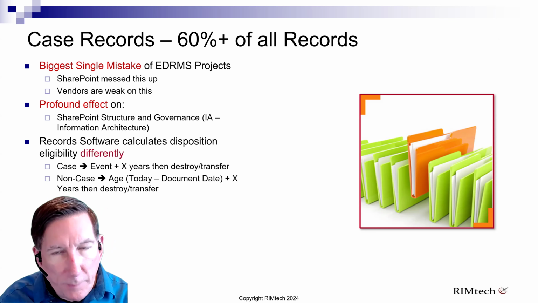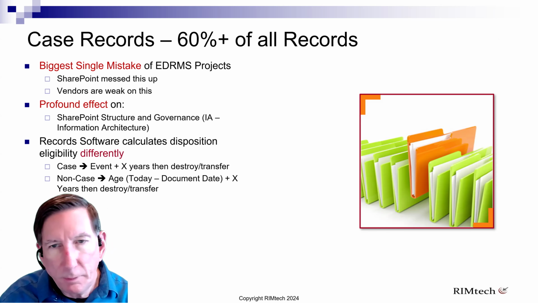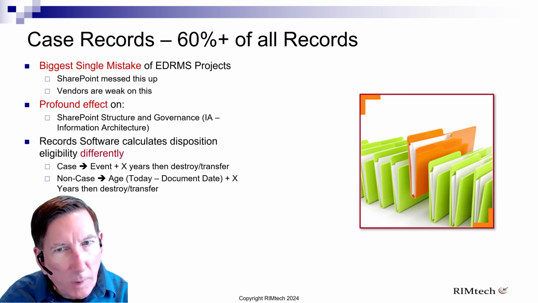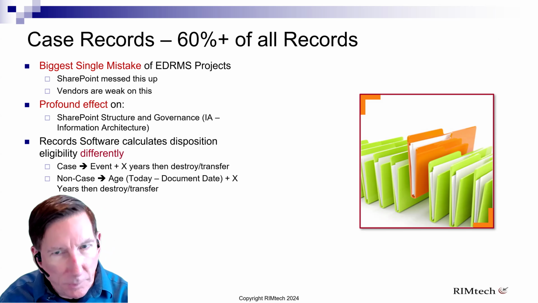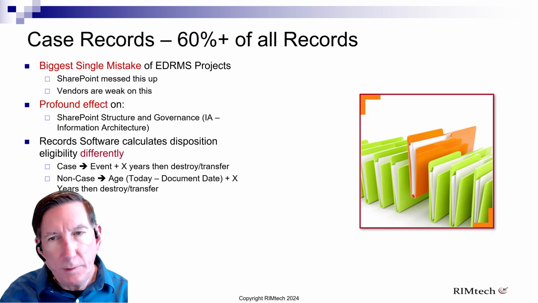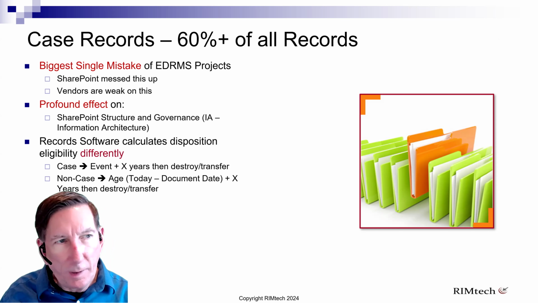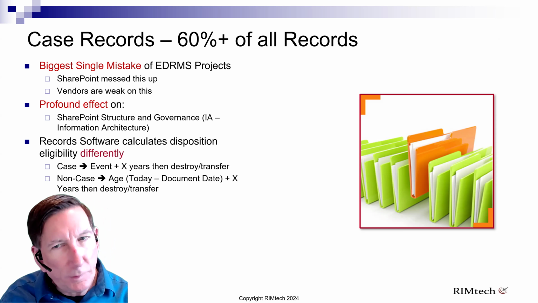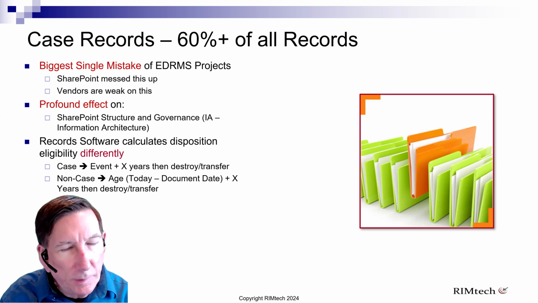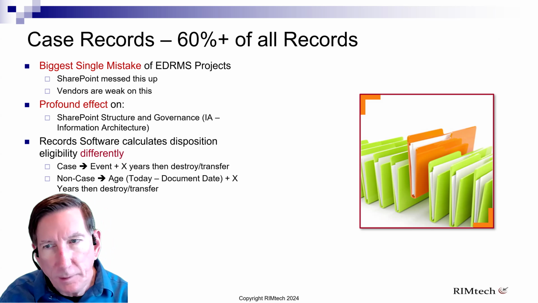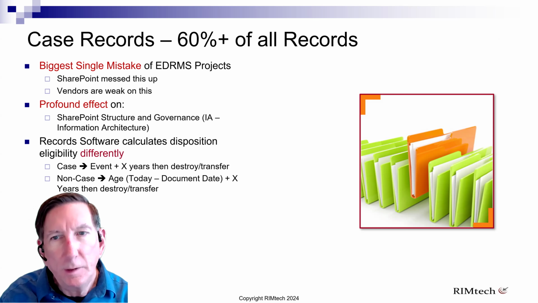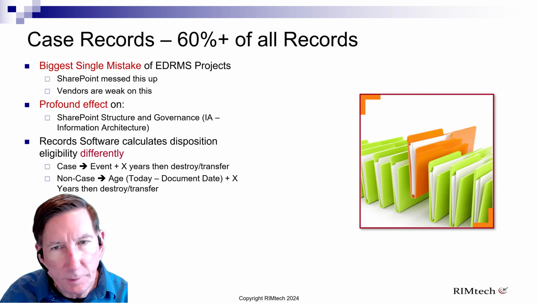But you need to know that Purview looks at all incoming records as black or white. You're either case or you're not. If it's a case, it's going to say, oh, you have an event-driven retention rule. Tell me the event date, and then I'll calculate whether it's eligible for destruction. If it's not a case, it looks at the age. It'll say today's date minus the date of the document gives me the age, compare that with the retention rule. More on that later, okay?